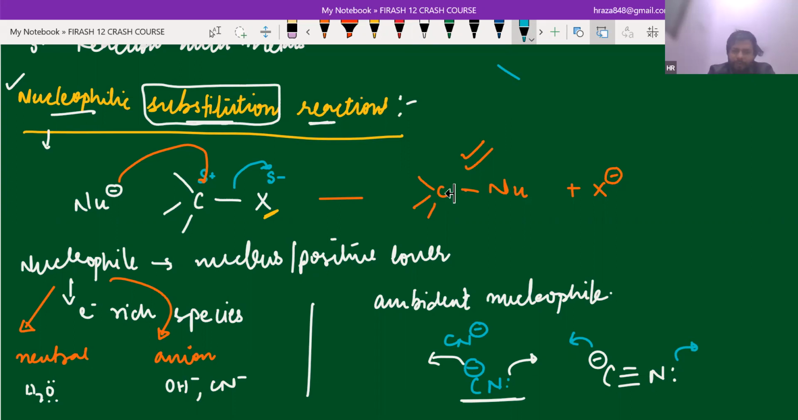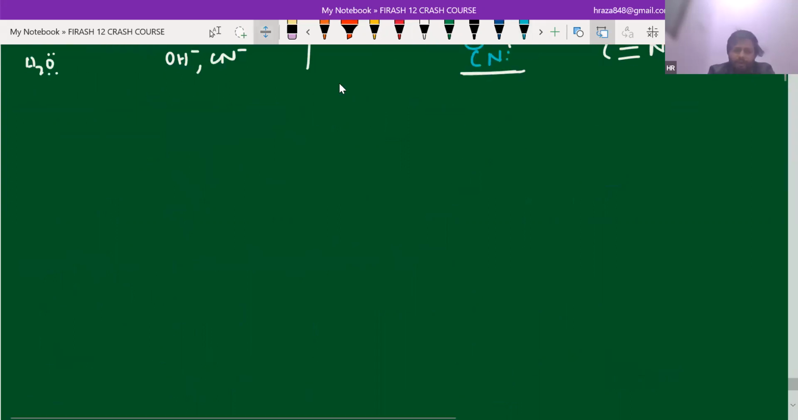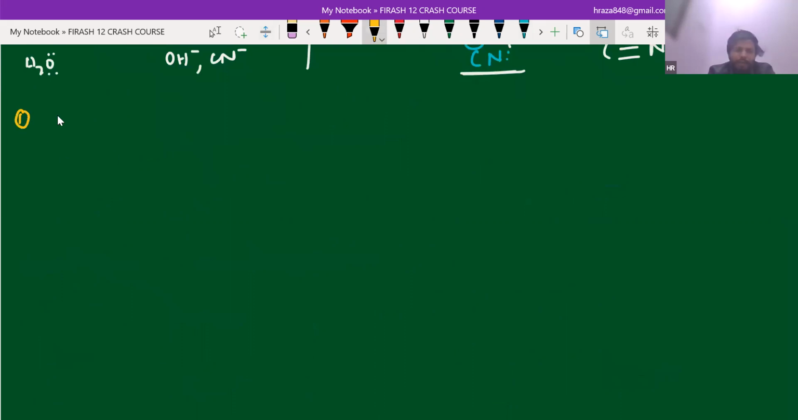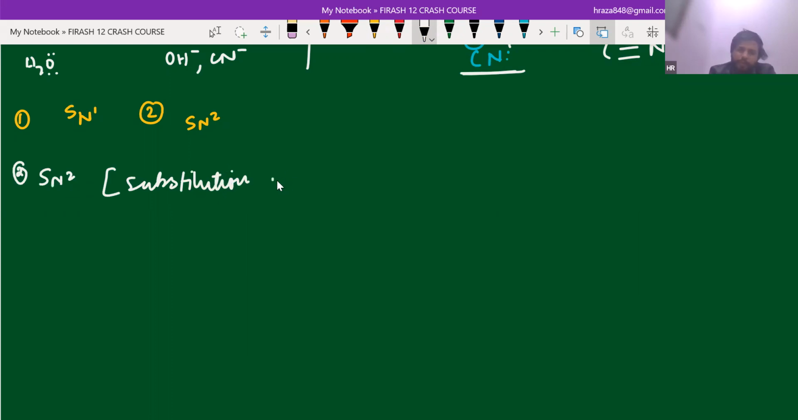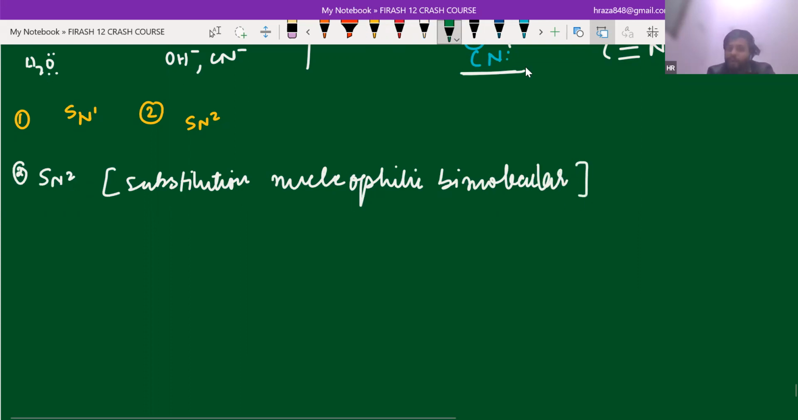Moving to the next part, we have two types of nucleophilic substitution reaction. The first one is SN1, and the second one is SN2. So we are going to deal with the second one, SN2. SN2 is substitution nucleophilic bimolecular. You already know what substitution and nucleophilic mean, but do you know what bimolecular means?